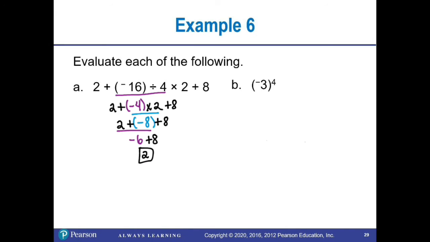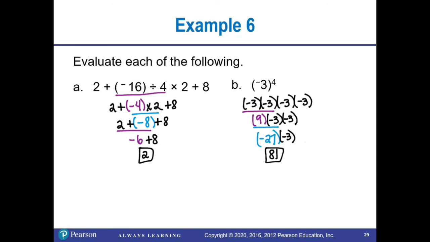In part B, we have negative 3 in parentheses to the fourth power. Well, that fourth power tells me I multiply negative 3 times negative 3 times negative 3 times negative 3. That I'm going to multiply from left to right. Negative 3 times negative 3 is 9. Bring down the rest of your problem. 9 times negative 3 is negative 27. Bring down the rest of your problem. And a negative 27 times a negative 3 is a positive 81. Now notice here, when I have a negative raised to an even power, my answer was positive.